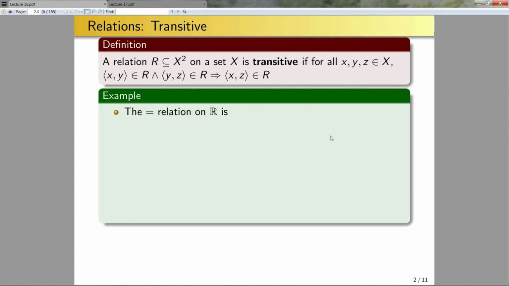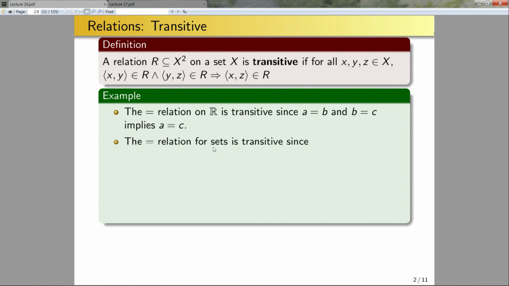The relation equals on R is going to be transitive. So explicitly, whenever A is equal to B and B is equal to C, we know that that implies that A is equal to C. So now let's look at another operator. The equals relation for sets. Do we think this is going to be transitive or not? Well, it is going to be transitive, since if A is equal to B and B is equal to C as sets, then this implies that A is equal to C also as sets.